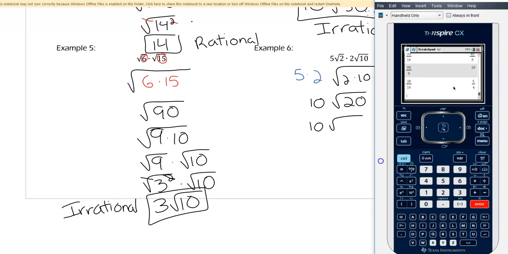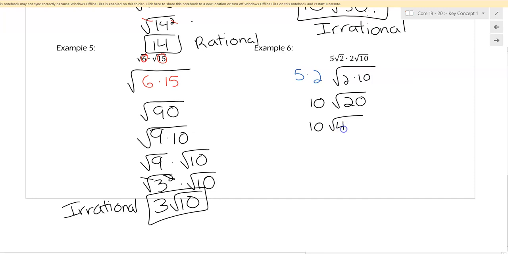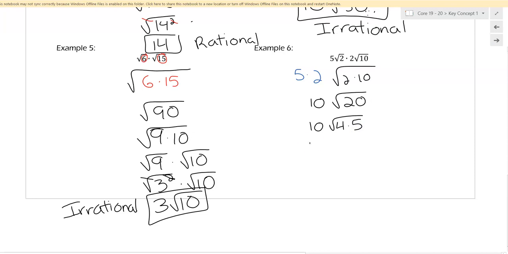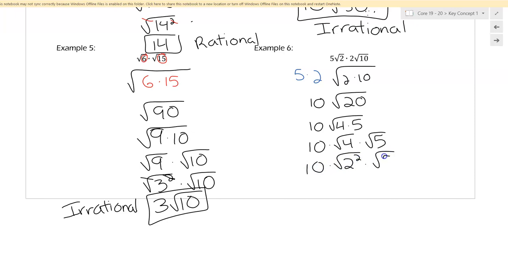The first square root after 20 is 16. Nope. 9. Nope. After 9 is 4. Yep. So 4, and we got 5 from it. So that's 10 times square root 4 times square root 5. The square root of 4 is 2 squared. Yay, those cancel. I now have 10 times 2 square root 5, and then 10 times 2 is 20.